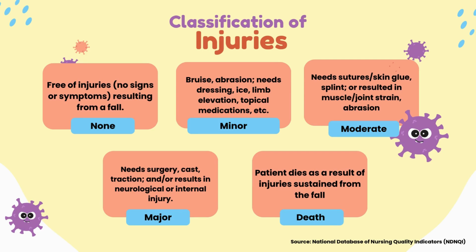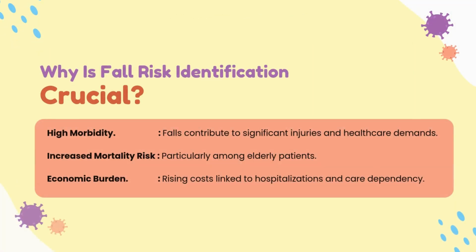According to the National Database of Nursing Quality Indicators, NDNQI, proper assessment and timely intervention are crucial in reducing the severity of fall-related injuries. Identifying fall risk early is crucial to preventing injuries and reducing healthcare burdens. First, high morbidity. Falls contribute to significant injuries and increased healthcare demands, requiring hospitalizations, rehabilitation, and long-term care. Second, increased mortality risk. Fall-related injuries are particularly dangerous among elderly patients, leading to complications that increase the risk of death. Lastly, economic burden. Falls result in rising healthcare costs, including hospital stays, surgeries, and long-term care dependency. By proactively identifying fall risks, we can prevent injuries, reduce hospitalizations, and improve patient outcomes.